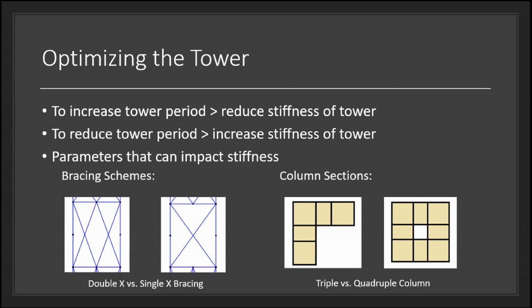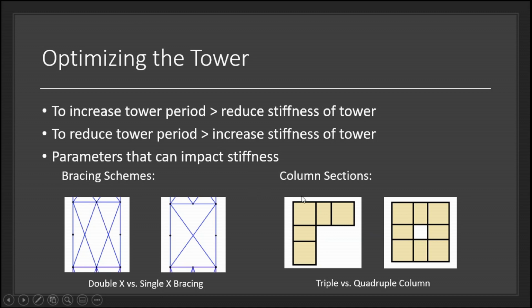For instance, on the left here, I have two different possible bracing schemes, double X and single X. If we were looking to have a more stiff tower, we could try using this double X bracing scheme, whereas if we wanted to reduce stiffness, we could try this single X scheme. There are naturally many other combinations of bracing schemes that can be used. These are just two examples, but this gives you an idea of how you can use different bracing schemes to adjust the stiffness of your tower and in turn change your tower period.